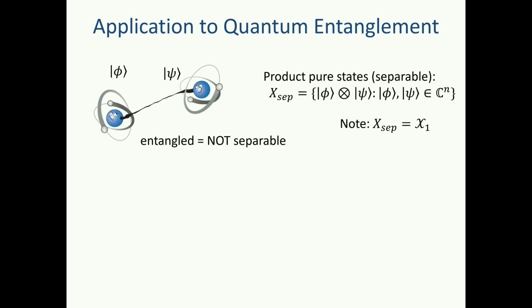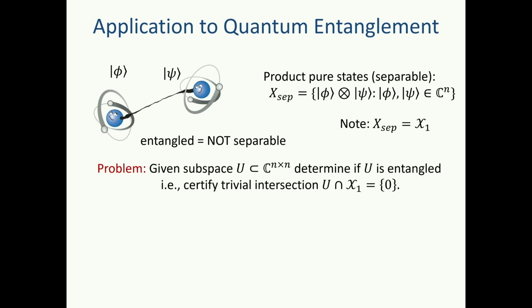So this set of states, which are all written as product vectors, is exactly the same as rank 1 matrices. One important problem in quantum information is, given a subspace, you want to determine if the subspace is entangled. That means you want to certify that there is actually no product vector that lies in the subspace. In other words, you want to show that the intersection of U with the rank 1 variety is trivial.